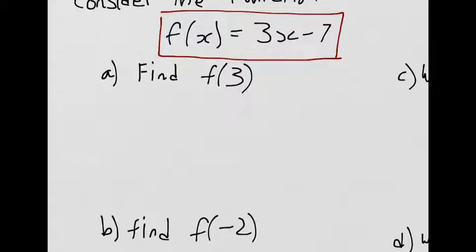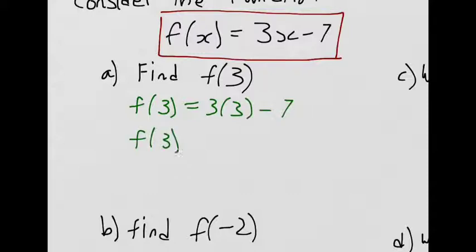Okay, so this first problem asks us to find f of 3. All that means is to find the value of our function f whenever we input 3 for x. So to figure that out, all we're going to do is input 3 wherever we see x, and then figure out what that equals. So this would be 9 minus 7, so f of 3 would equal 2.